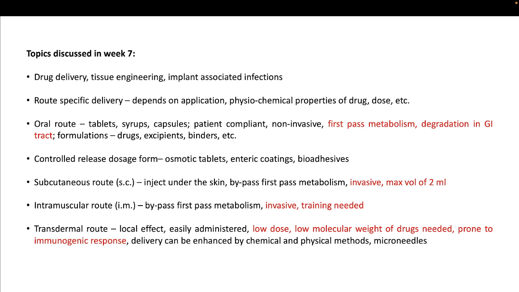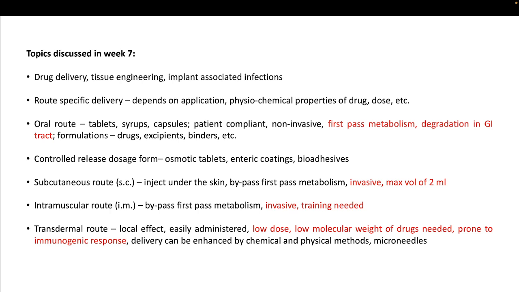And also it depends on the dose you're giving. For example, if you have intramuscular or subcutaneous dosage, then the volume of dose is very limited. So if you want to give a lot of drug, then the best route will be the oral route. So going ahead, the lecture discusses the oral route in detail.